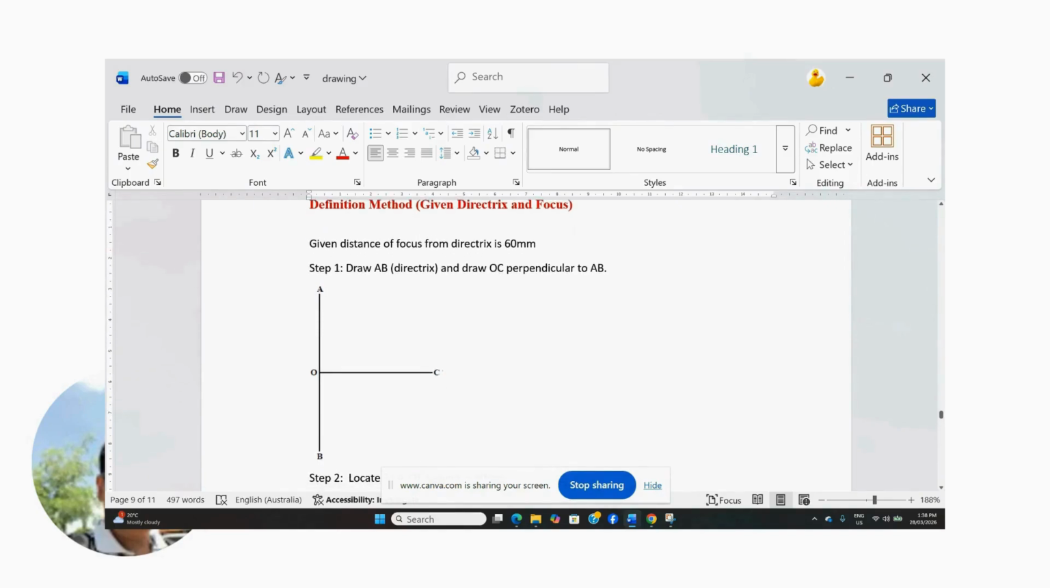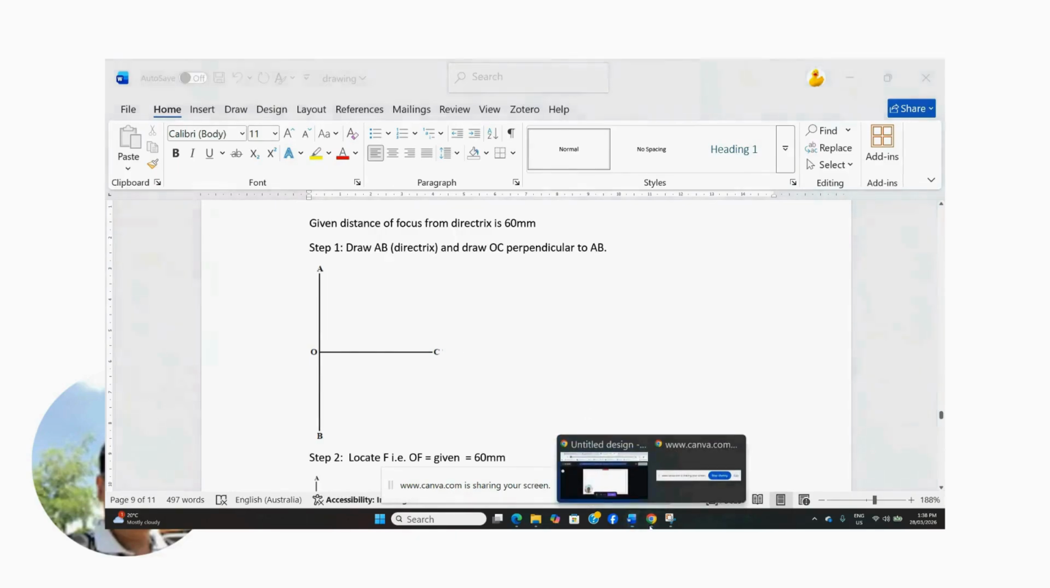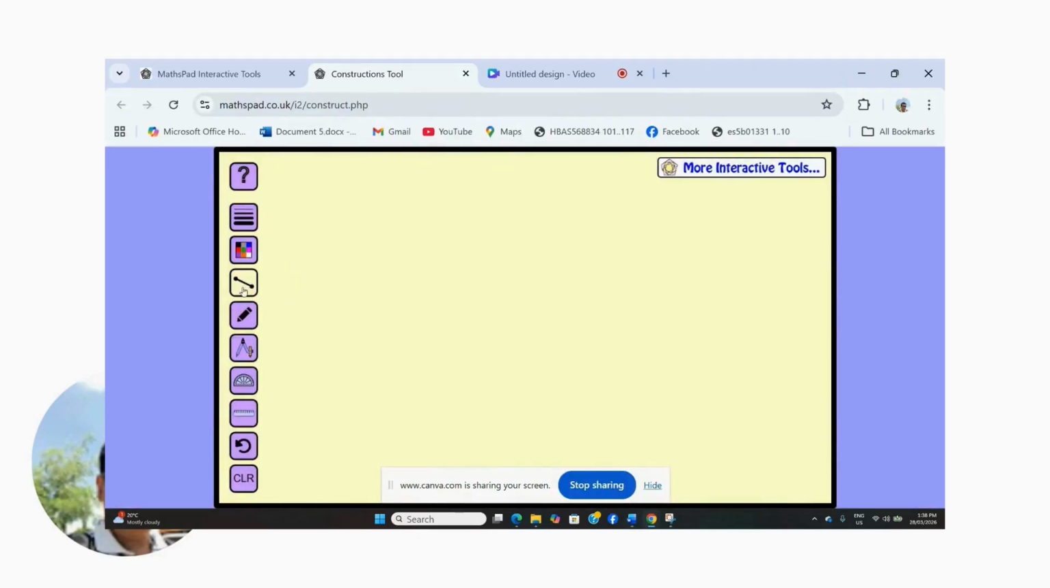So in first step, we should draw a directrix AB. Here the length of directrix is not given. If it is given, then we should draw it as per scale. But if it is not given, we can take any value. So in first step, we are going to draw directrix AB, and then we should draw OC, which would be perpendicular to OA. Then OC will become axis of this parabola. So let's do this construction.